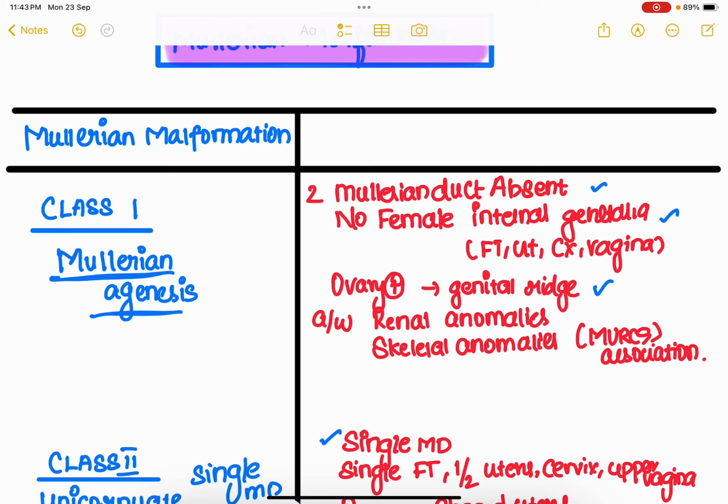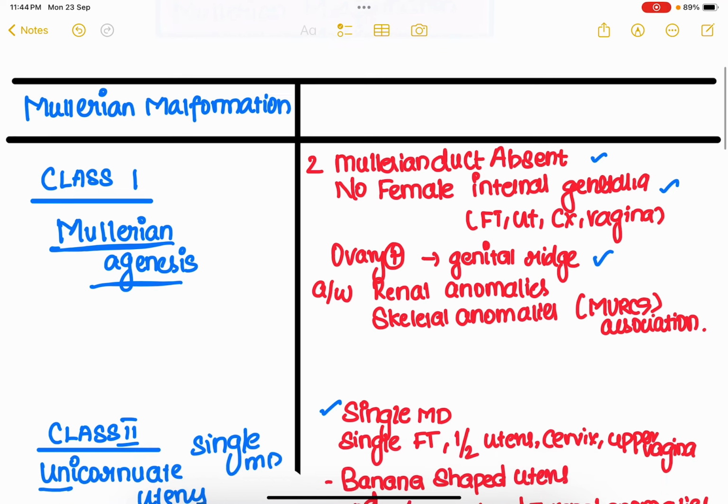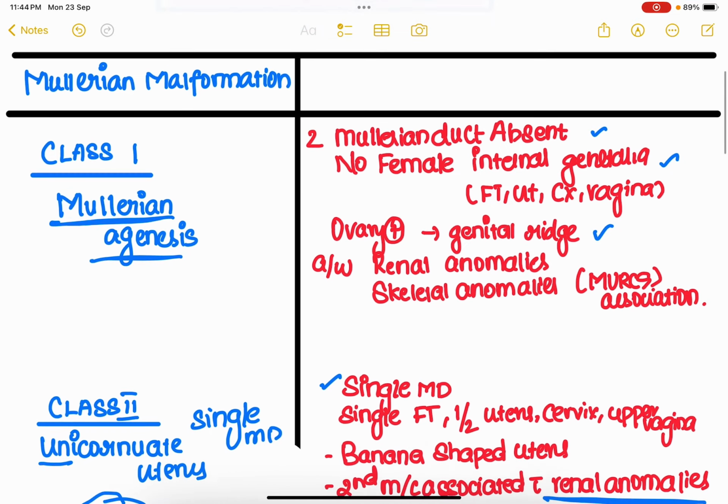But in class 1 of Mullerian malformation, the problem is that there is Mullerian agenesis, that is, there is absence of the two Mullerian ducts. Both the Mullerian ducts are absent in this patient. Since both are absent, there is going to be no female internal genitalia: no fallopian tube, no uterus, no cervix and no vagina. But the ovary is going to be present because the ovary is actually developed from the genital ridge.